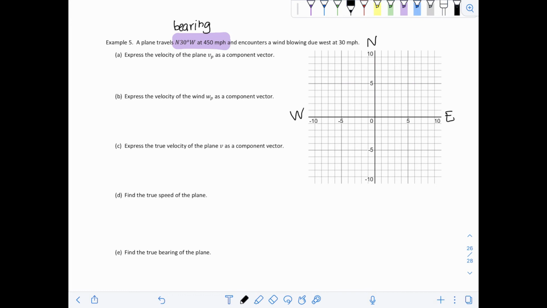if we think about north, south, east, and west here, that means we start in the north direction, and from that we're going to rotate 30 degrees in the western direction. So that would be rotating 30 degrees here, which would end up with a line about here. I'm approximating at this point. This is the vector for the airplane. It's traveling north 30 degrees west at 450 miles per hour. So the 450 is going to be the magnitude.